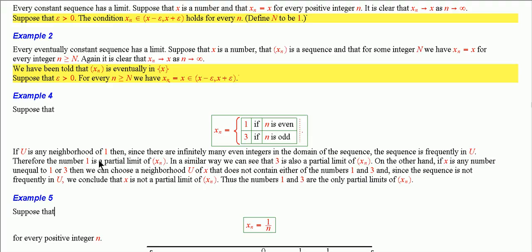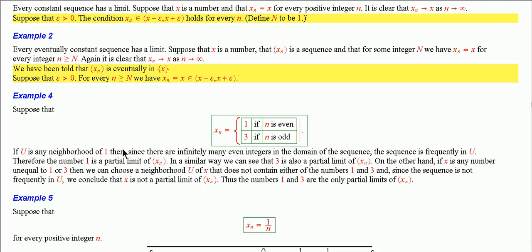Look what I wrote. I couldn't bear to write it, so I just put this here. If u is a neighborhood of 1, is it not true that xn belongs to u whenever n is even? Yes? How many even positive integers are there? Only 7 of them? Huh? Are there? Or are there infinitely many even positive integers? Okay? Infinitely many. Therefore, if u is a neighborhood of 1, then sequence xn is frequently in u.